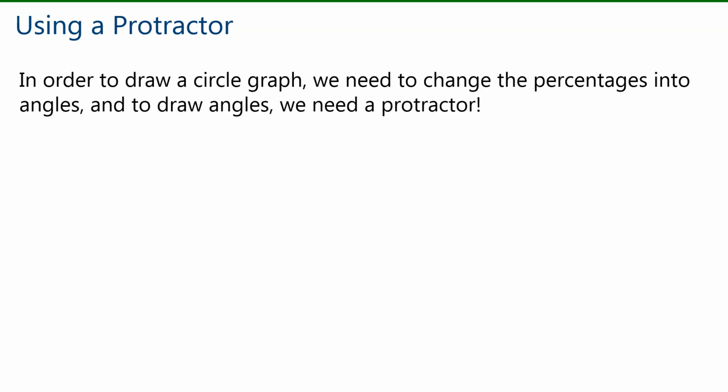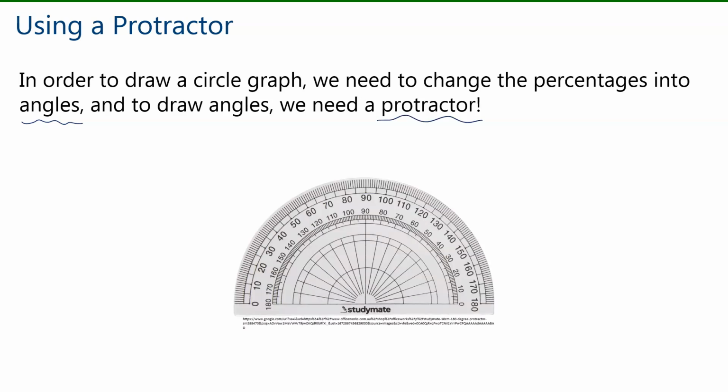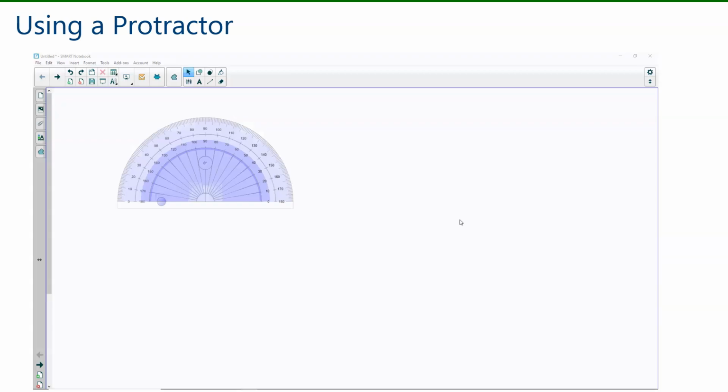So now normally when you're given a circle graph, you have percentages. So we need to change those percentages into angles, so we know how big to draw our sector. Then, in order to draw angles, we need a protractor, which looks like this. So let's review how we use protractors.